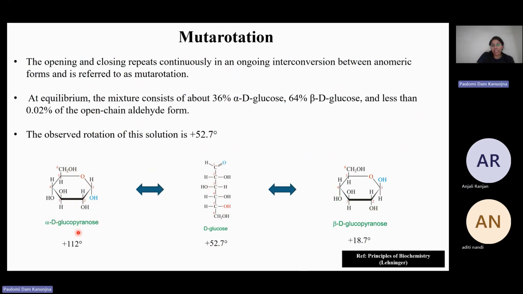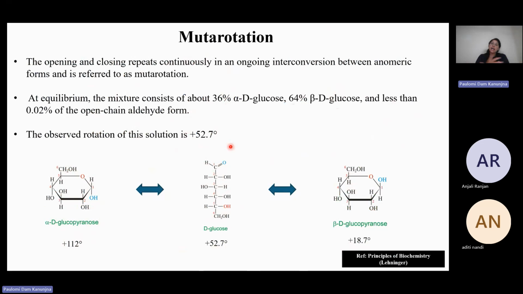So for example, alpha-D-glucopyranose has plus 112, plus being the positive direction, so they rotate plane-polarized light in the plus direction. Then plus 52.7, plus 18.7. But when you keep the solution at equilibrium, you will see that most of them are in the beta form, 36% is in alpha, while you have very little of the open aldehyde form. And the observed rotation of this solution is plus 52.7.